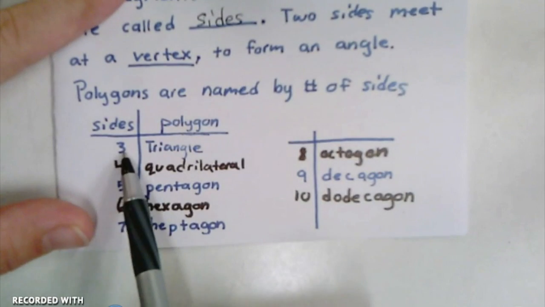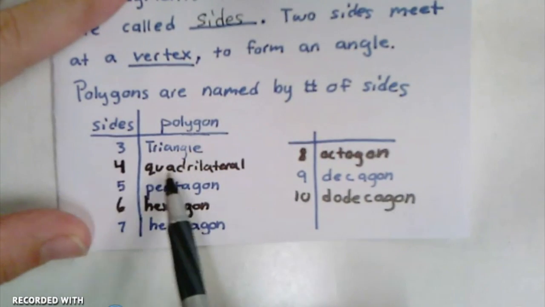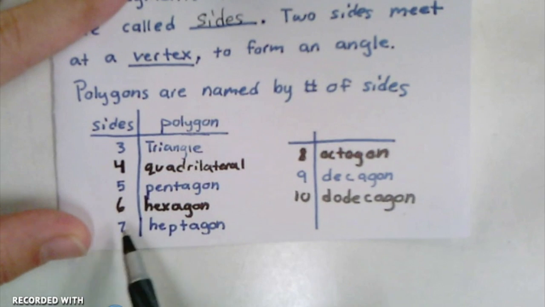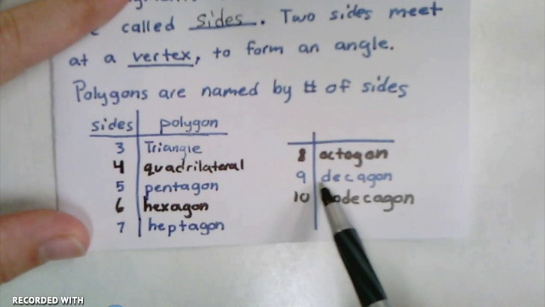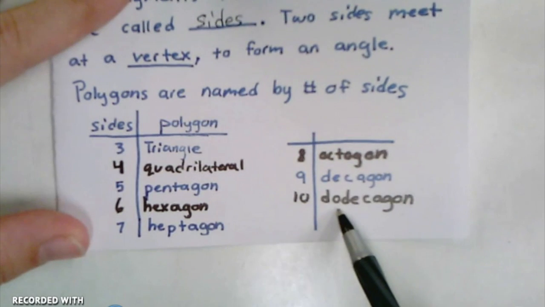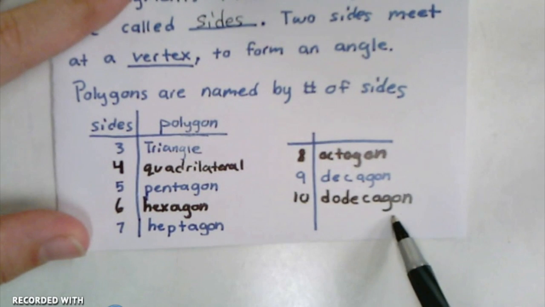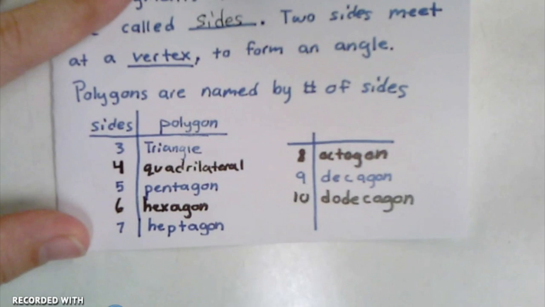If it has 3 sides, it's called a triangle. 4 sides is a quadrilateral. 5 is a pentagon. 6 is a hexagon. 7 is a heptagon. 8 is an octagon. 9 is a decagon. And 10 is a dodecagon. I don't know if I'm saying that one right.